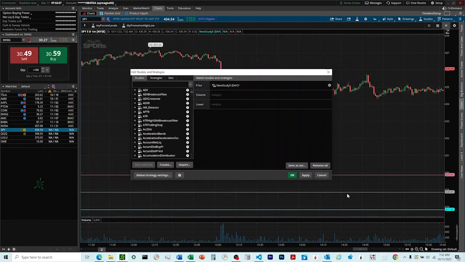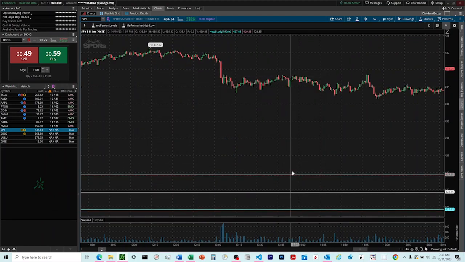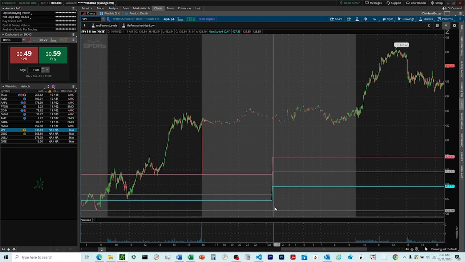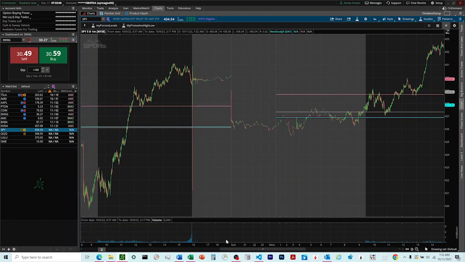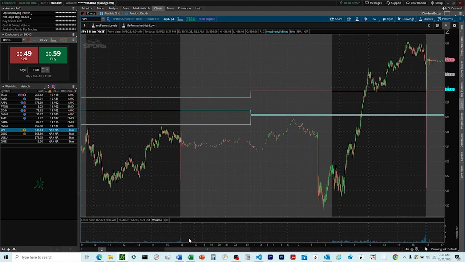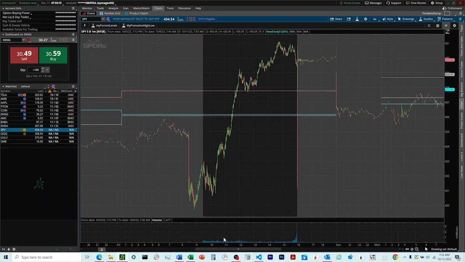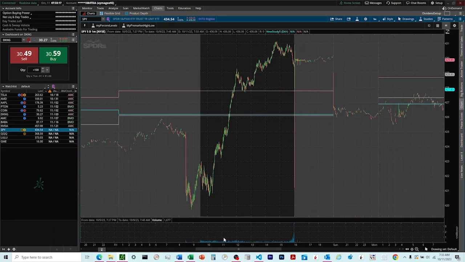Okay, hit apply. We'll come back over here and we can see that now we have straight lines across every single day, and that's because we're using the daily calculations, the daily data on these now. So every single day has the same line regardless of the candle for that given day. So you're going to have straight lines all the way across for the entire day.